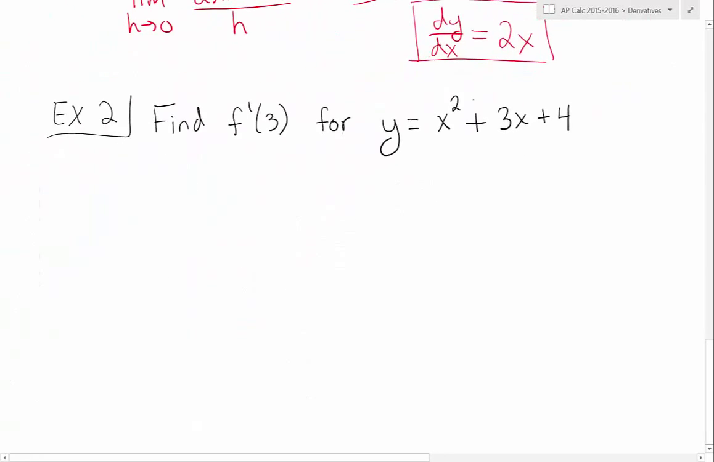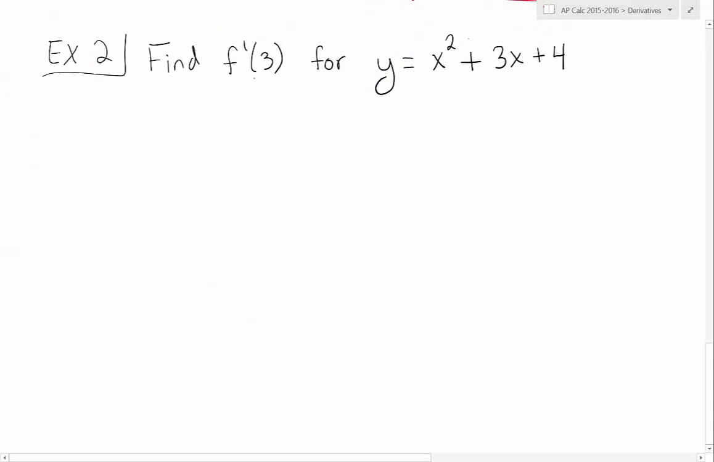Alright, let's do a little bit trickier example. This one says find f prime of 3. We see that f prime, and immediately that tells me it's a derivative.